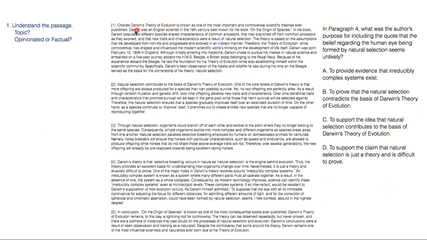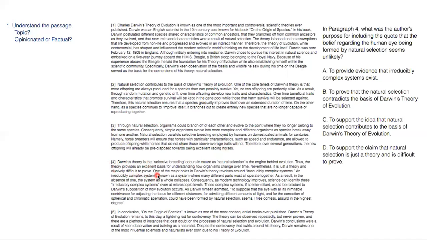The first paragraph focuses on his background and how he came to be the evolutionist that he was. The second paragraph talks mostly about natural selection and how that works. The third paragraph is what happens through natural selection and that process. The fourth paragraph, which we will focus on a little bit more for the sake of this specific question, is selective breeding and natural selection.